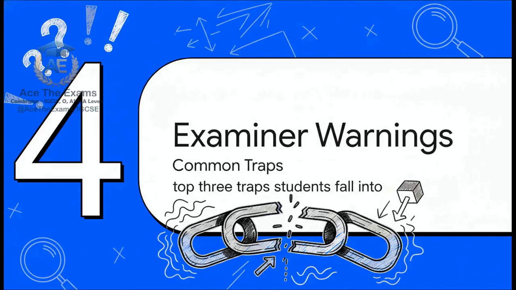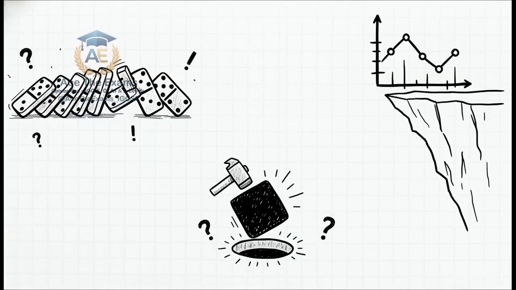Moving into Section 4, Top Examiner Warnings. It is time to learn from the mistakes of thousands of past students so you don't repeat them. We are going to do a quick find the flaw exercise right now. The Cambridge principal examiners publish detailed reports every single year, and honestly, every single year they practically beg students to stop making the exact same preventable mistakes. So let's look at the top 3 traps students consistently fall into when dealing with lossless compression.